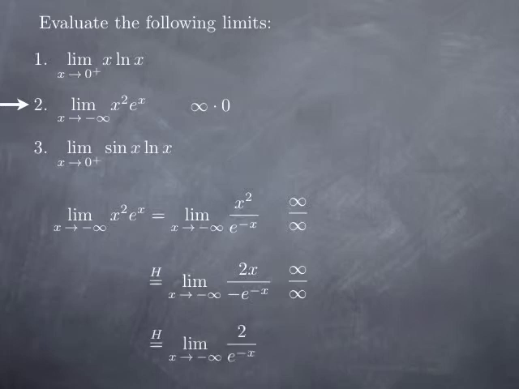And so it's the same limit as the limit of the quotient of the derivatives. Derivative of the top this time is 2, derivative of the bottom is e to the negative x. As x goes to negative infinity, the bottom goes to infinity, so we have something of the form 2 divided by something going to infinity, and the limit is 0.